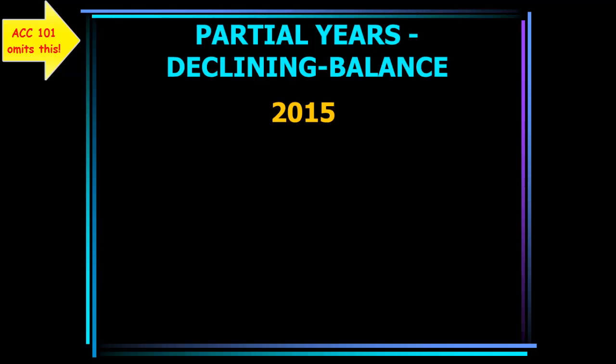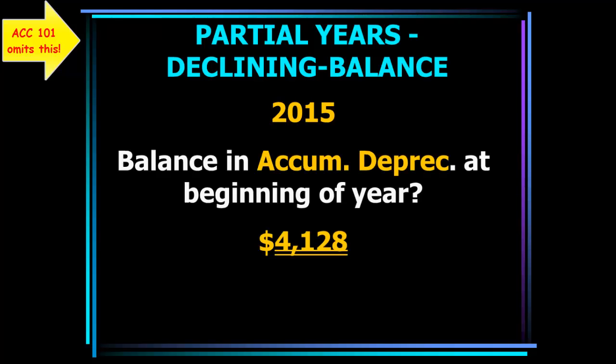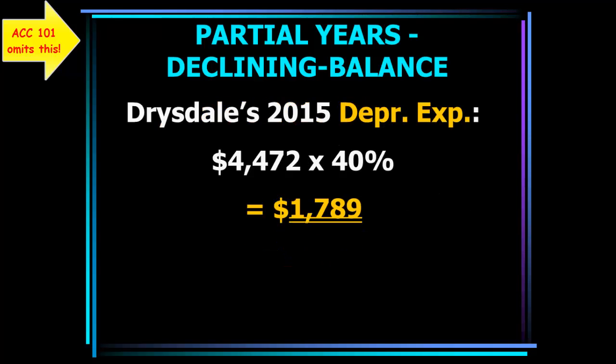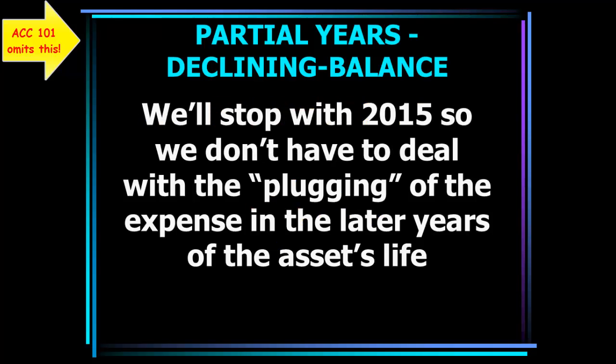You do 2015. Do we agree we had 4,128 accumulated depreciation to start the year? So my book value is 4,472. How do we figure our expense then if my book value is 4,472? That's 40%. 1,789. I'm not going to have you carry this example out any further. If we did, we'd get to the point where we have to plug it because using the normal formula, we'll put the book value below the residual. I'm not going to have you actually do that then.